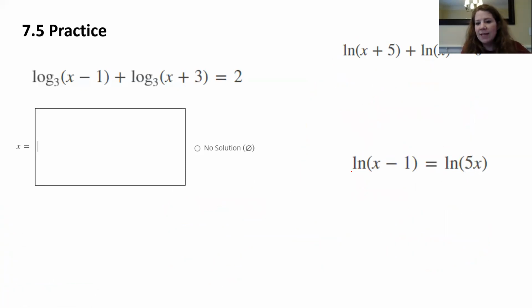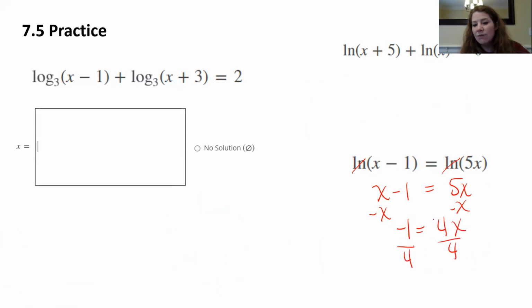Now this one, you have the ln on both sides of the equal sign. So when that happens, if it's the ln or even the log, that means you get to drop both of them, and basically all we have is x minus 1 equals 5x. So we want to get those x's together. So we're going to pull that over here. So we have -1 is equal to 4x. And when we divide by 4, we get x is equal to -1/4, right? Which sounds like a good answer.